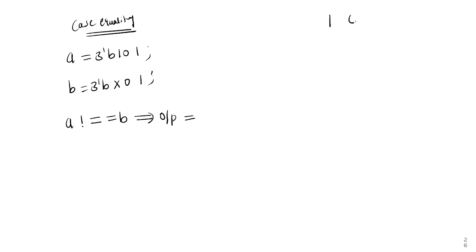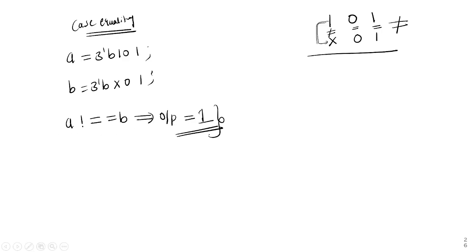So that is 101 and x01. It will compare each and every bit. This is equal, 1 is equal to 1, and this 1 is equal to 1. It will compare 1 with don't care. So 1 with don't care means both are not equal, no? So both are not equal means the total value is not equal. So the condition is satisfying. The output becomes 1. That is the difference between logical equality and case equality.